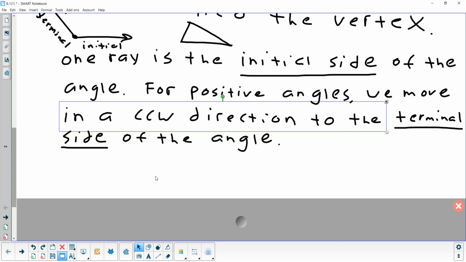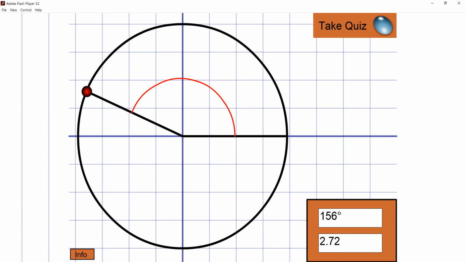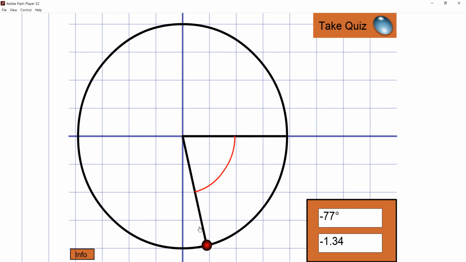Negative. Yep, it'll give me a negative angle. All right, so let me bring that back up. So let's go back to 0. And now if I start rotating in a clockwise direction, you can see that the angle comes out negative. Okay, but it's always looking at the shortest distance between the two when we look at what side is initial and what side is terminal. So any question on that?